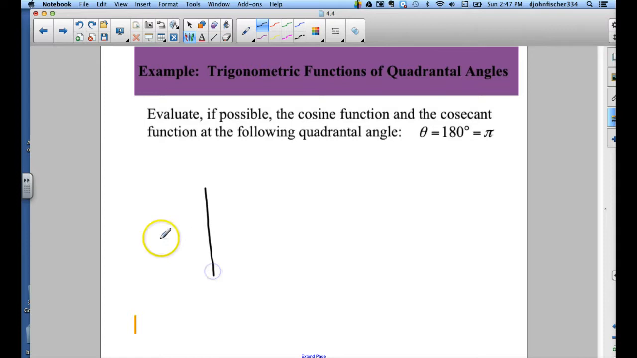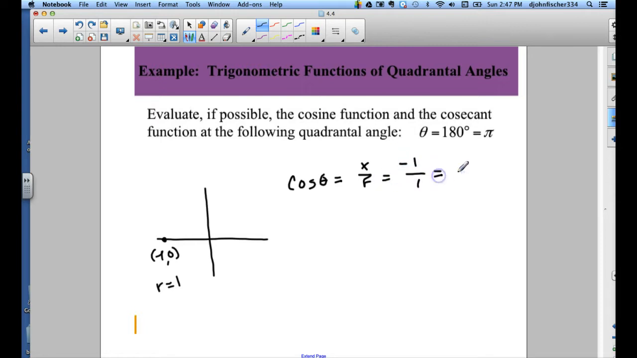180. You notice I'm drawing these out. I always have to draw these out when I go through. I'll pick a point, 180. This point's going to be (-1, 0). r, still x squared plus y squared equals r squared, is going to be 1. r is always positive. Now if I want the cosine, x over r, negative 1 over 1, which is negative 1. Cosecant is r over y, 1 over 0. Can't happen, does not exist.